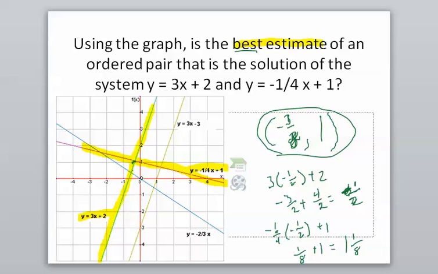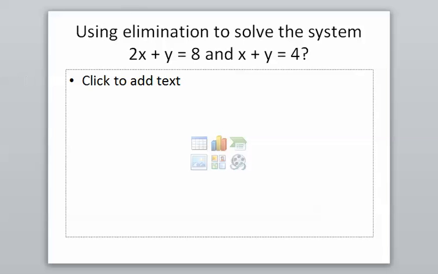So going on to the next slide. It says using elimination. They want me to use a specific method. That means I need to show that I use that method. So let's just write down the equations here. 2x plus y equals 8. And then the other one is x plus y equals 4.